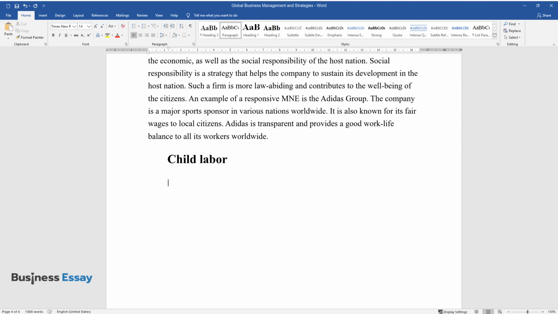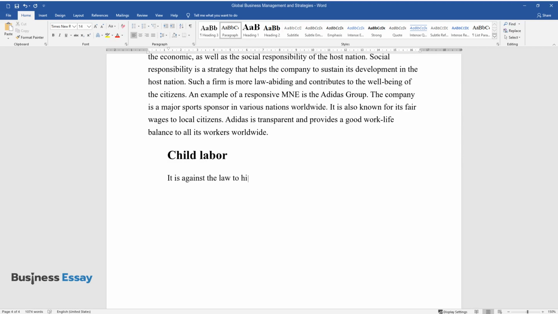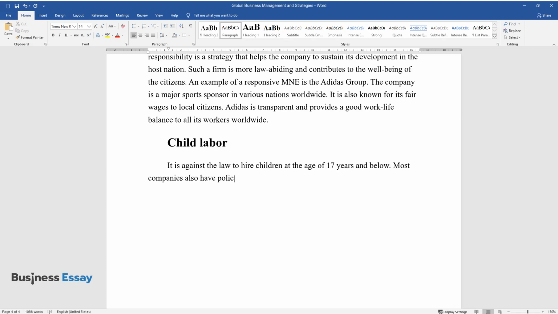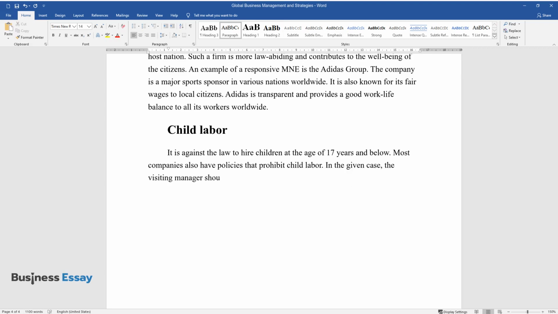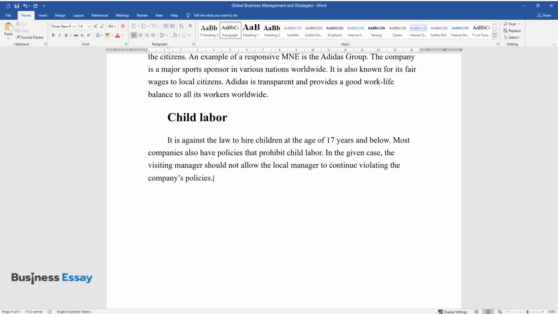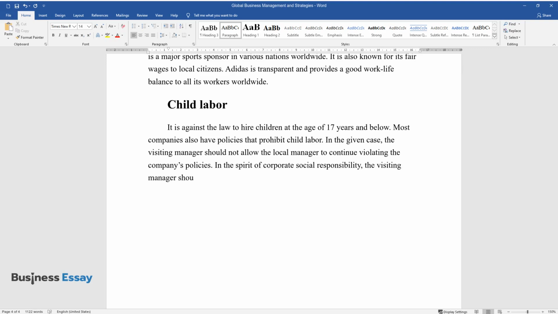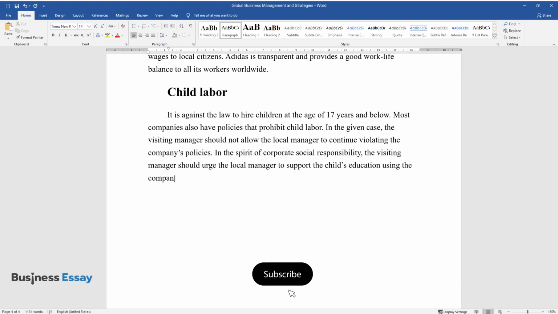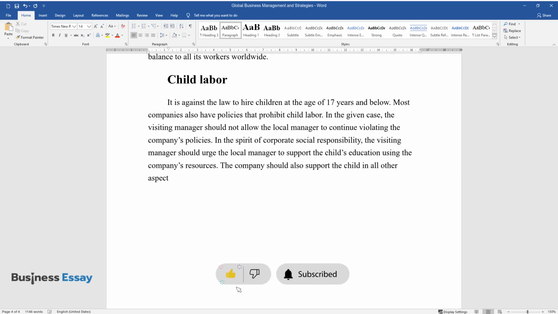Child labor. It is against the law to hire children at the age of 17 years and below. Most companies also have policies that prohibit child labor. In the given case, the visiting manager should not allow the local manager to continue violating the company's policies. In the spirit of corporate social responsibility, the visiting manager should urge the local manager to support the child's education using the company's resources. The company should also support the child in all other aspects until he comes of age to be eligible for employment.